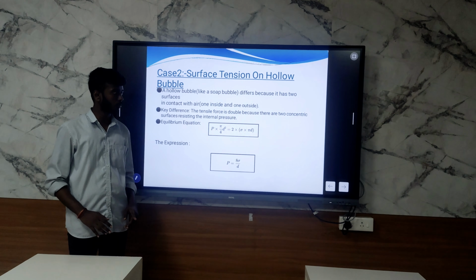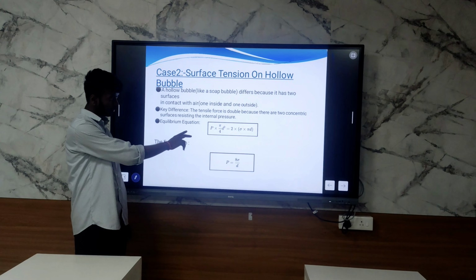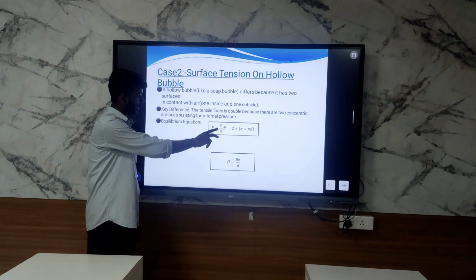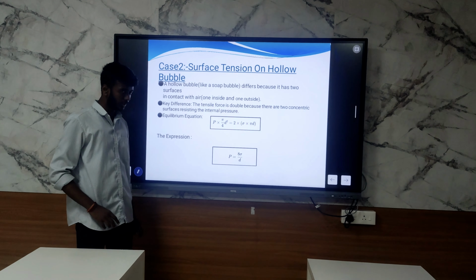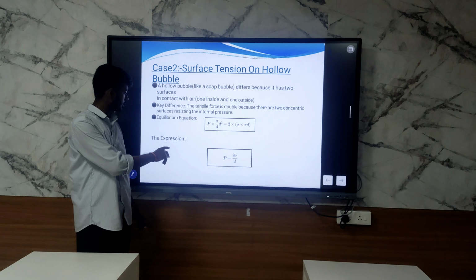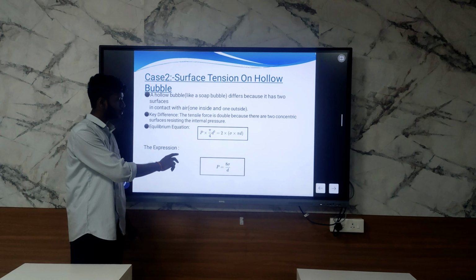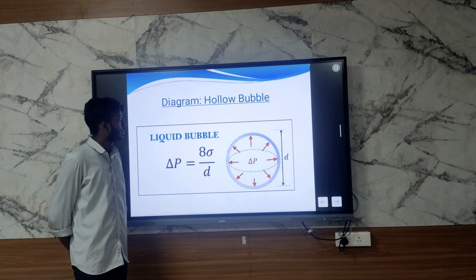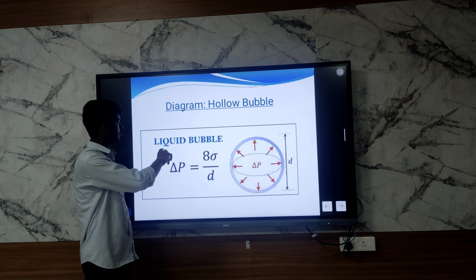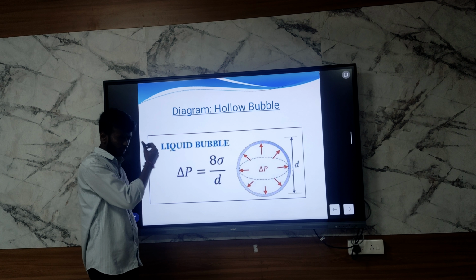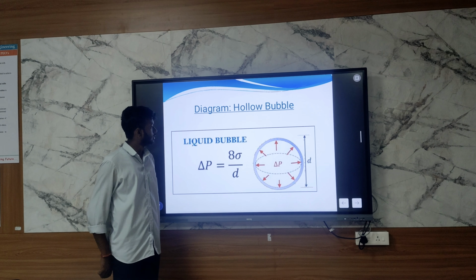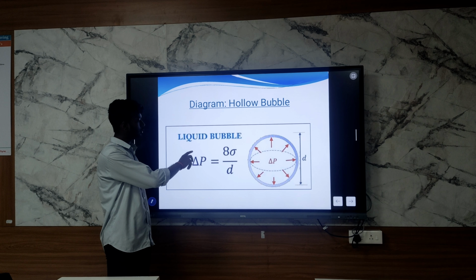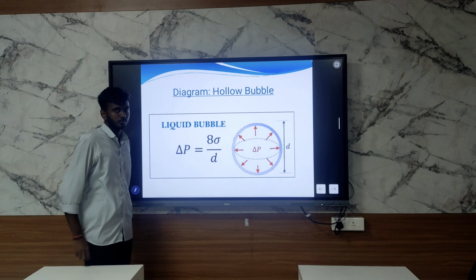The equilibrium equation of the hollow bubble is P into pi by 4 d square is equal to 2 into bracket sigma into pi d. The final expression after resolving this equation, we get P is equal to 8 into sigma divided by d. This is the diagram of the hollow bubble. Change in pressure is equal to 8 into sigma divided by d.